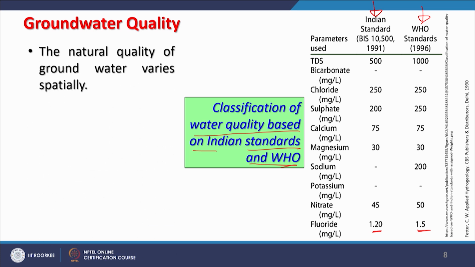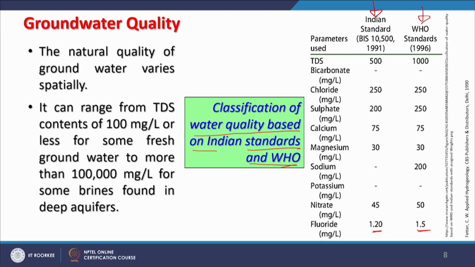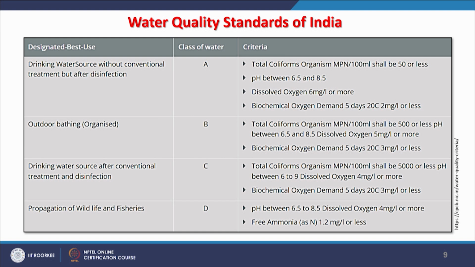So, the natural quality of groundwater varies spatially, from location to location, because the geology is different, and human activities and human interventions are different. Therefore, there is a variation all over the places in groundwater quality. Because of these variations, TDS can range from 100 milligram for some fresh groundwater to even 1 lakh milligram for some brines found in the deep aquifers. So, sometimes even in the groundwater regime we get this kind of TDS, which makes the water non-usable in that sense.